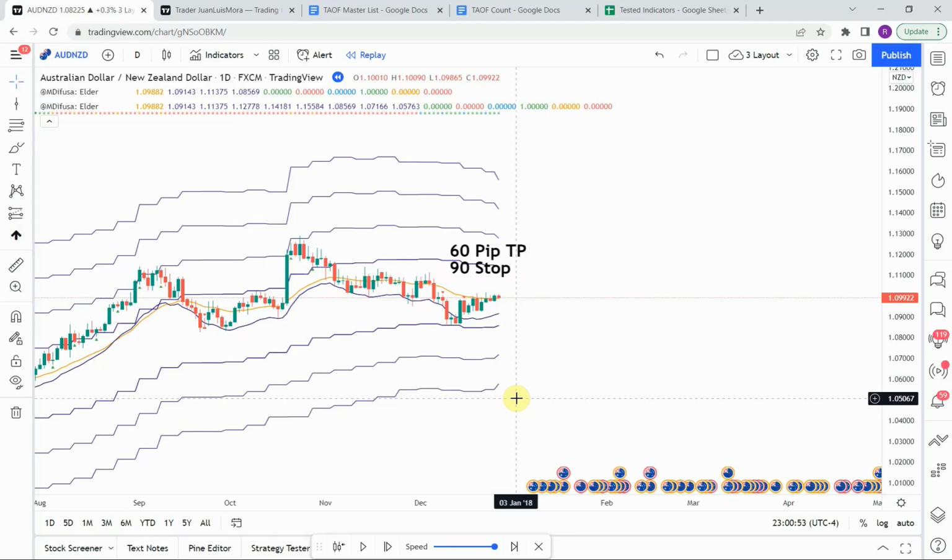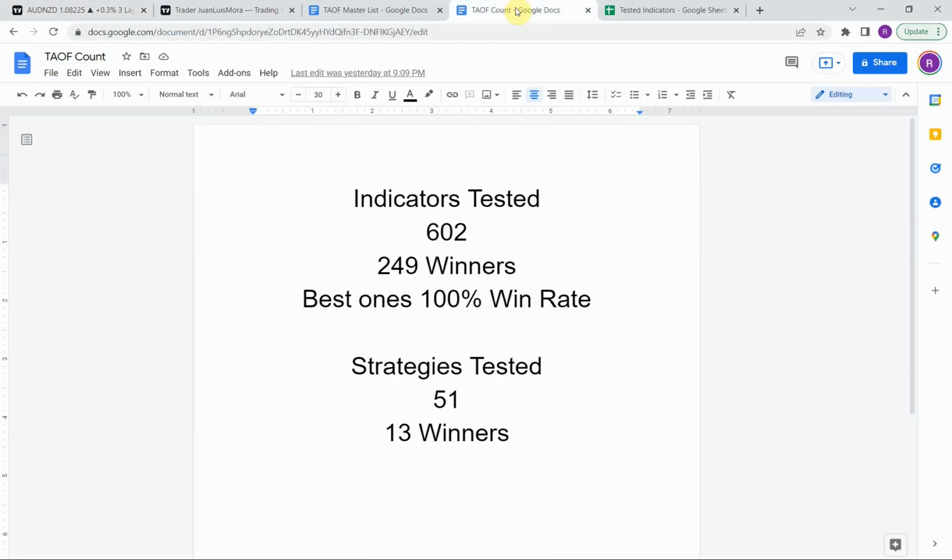Alright, as I said, today we will be testing the Elder, EMA, ATR, and MACD indicator. Before we do though, I wanted to put the testing scoreboard up for everyone to see. So to date, we have tested a total of 51 different strategies, with 13 of them being profitable. We've also tested a total of 602 indicators, with 249 of them being winners. The best ones so far were able to achieve a 100% win rate.